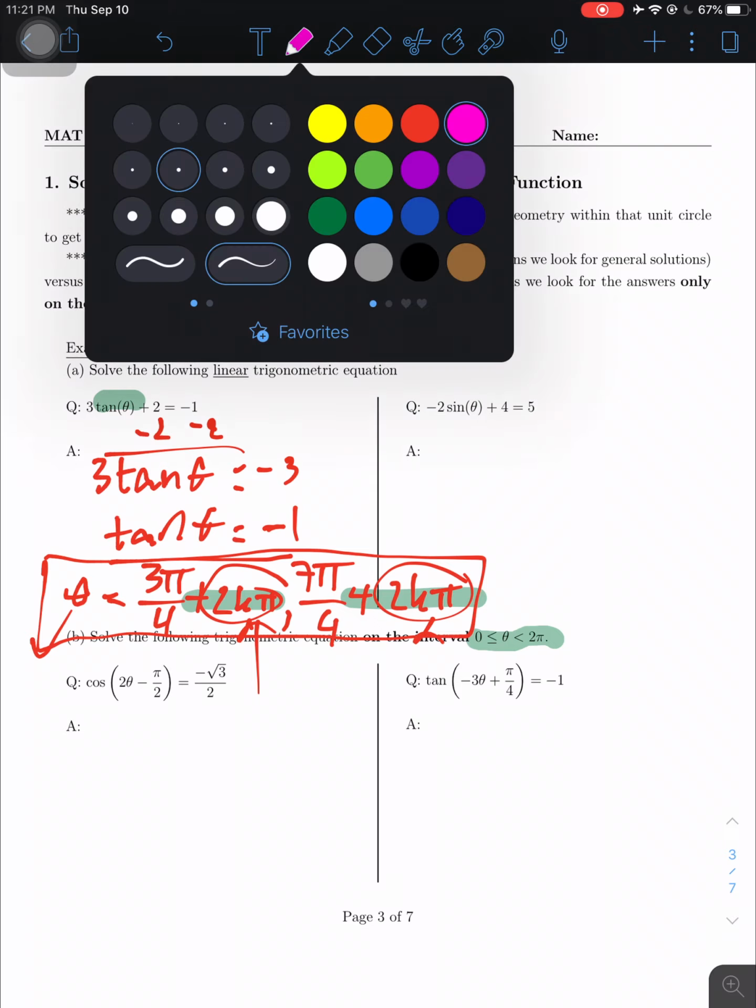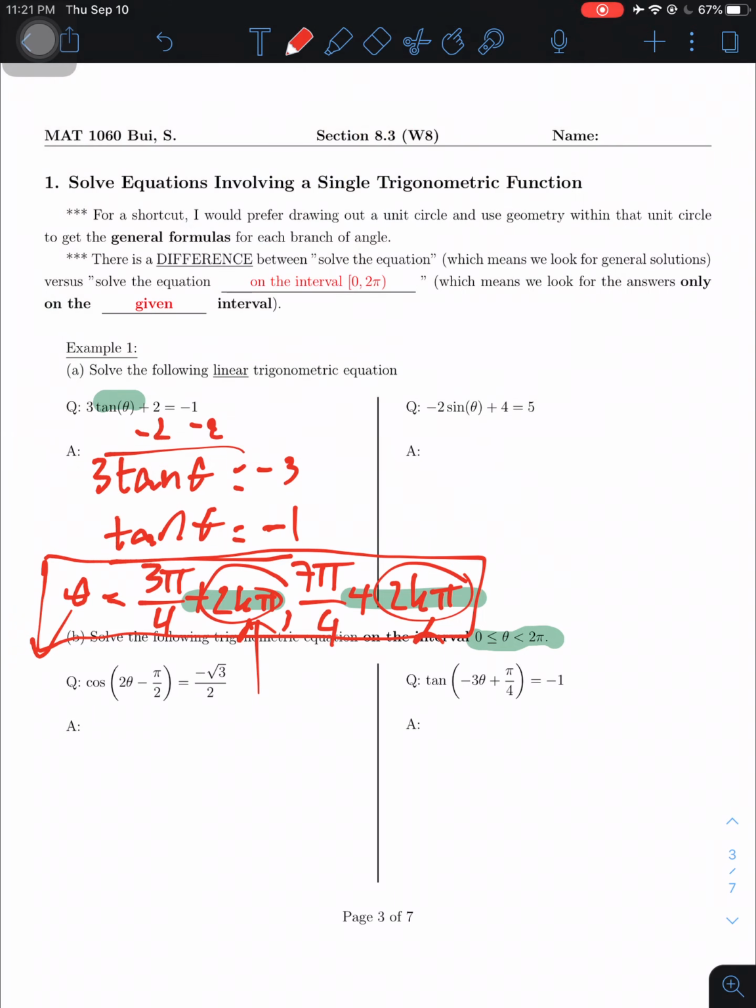So to do it, we're going to do the same procedure as before. We're going to solve for the trig function first, but since it's already isolated, we're going to jump directly to the unit circle in there.